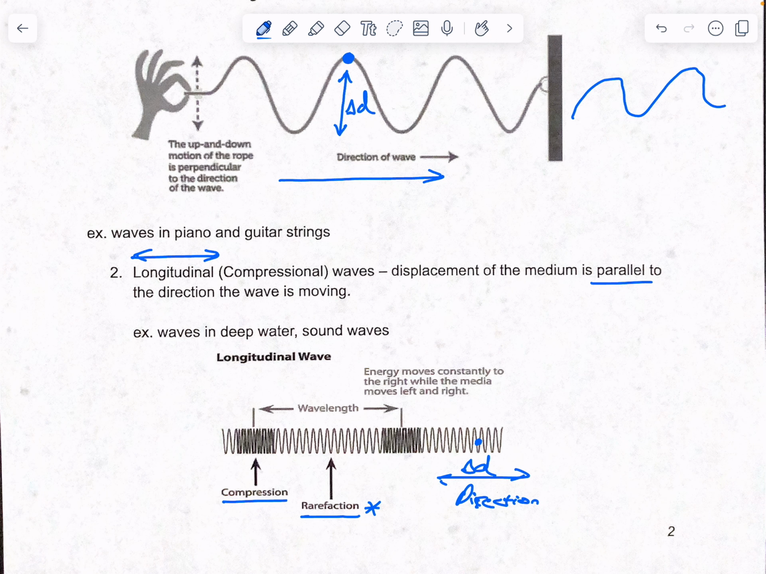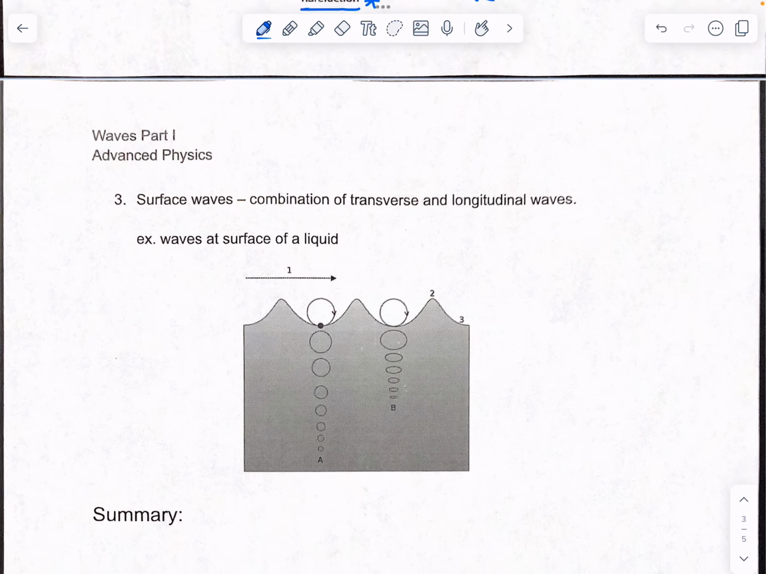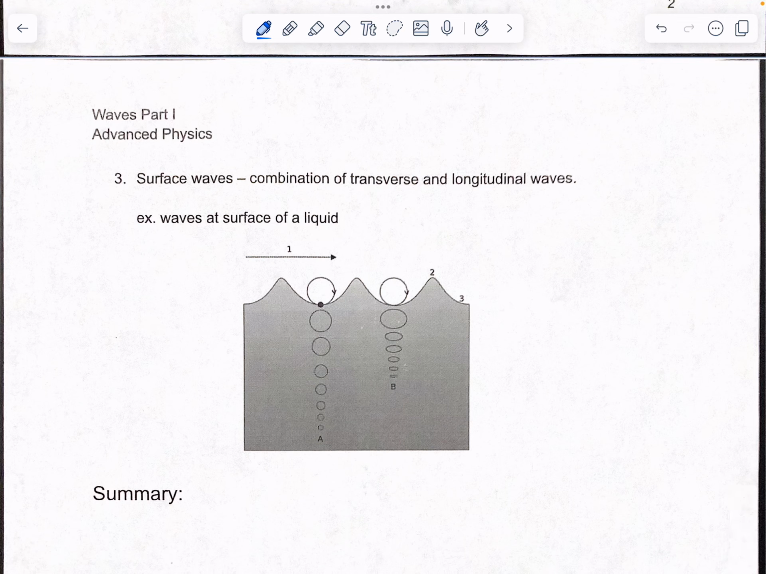Examples would be waves in deep water, which we'll look at in just a second, and sound waves. Sound waves are actually compressional. They just go back and forth, side to side. Your third type is called a surface wave. A surface wave is both transverse and longitudinal, so it just adds up both of them.